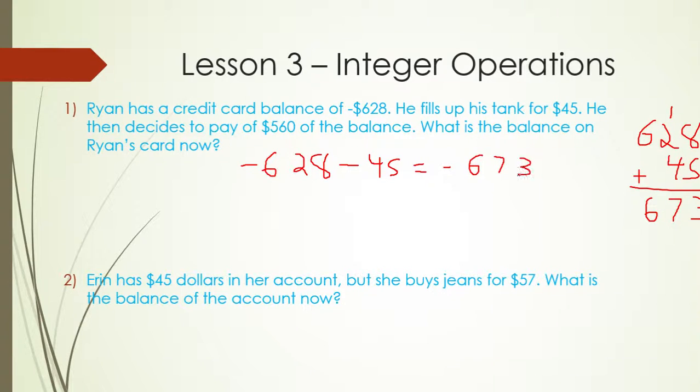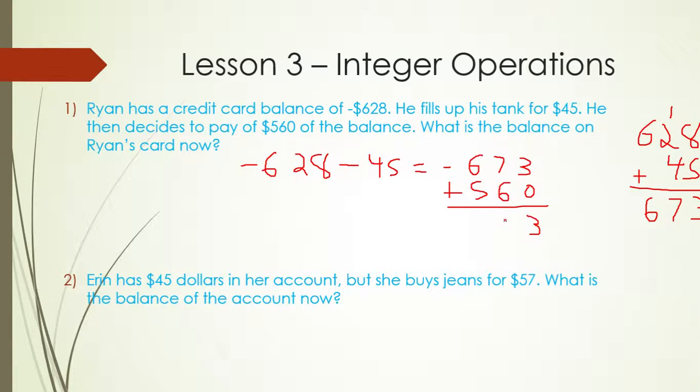Okay, Ryan owes. Now he decides to pay 560 of it. So now he's paying into that balance. So is that making it more negative, or is that making it positive? Yeah, it's going to make it positive. So it's negative 628 plus 560, which is actually like subtracting. Okay, so we're really going to just subtract our numbers.